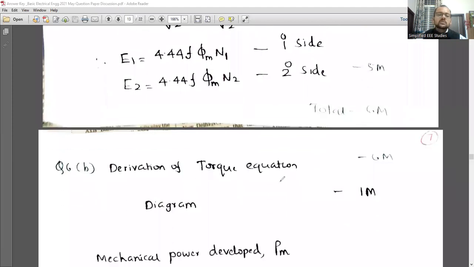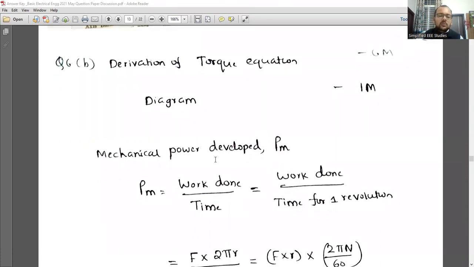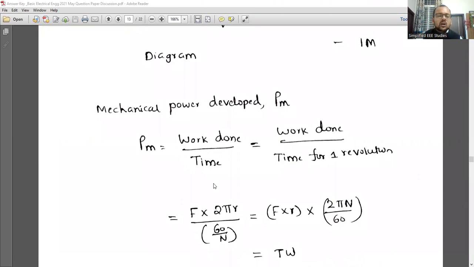So torque equation means, you know what is the basic meaning of torque? Motor is a mechanical device. Obviously, it produces the torque. Torque is the mechanical output. Input is the electrical. Electrical input, mechanical output. So that is the working of motor. So power developed can be written as PM. PM is nothing but work by time.